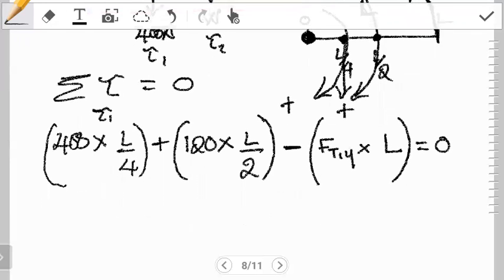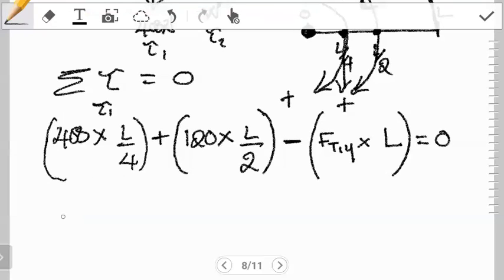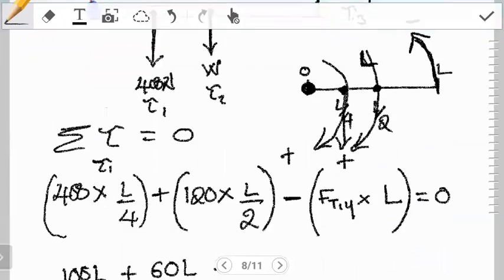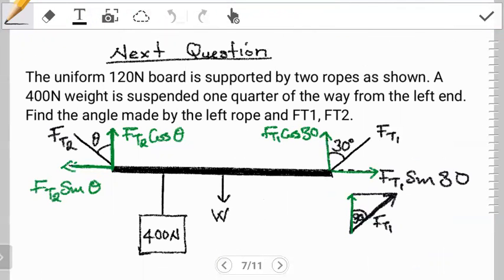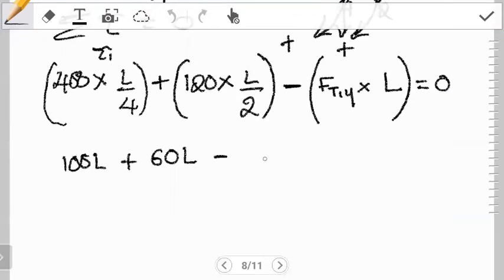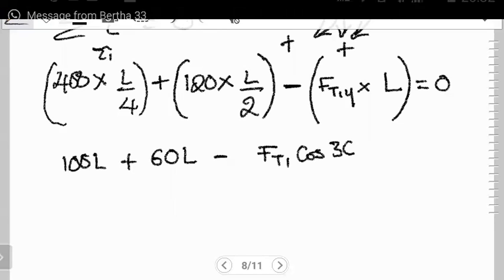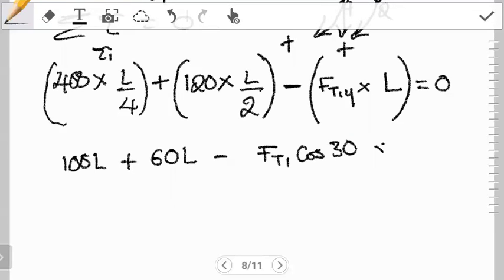Now, let's simplify. 4 can divide into 400. This remains as 100L plus 2 can divide into 60, I mean, this into 120. This remains as 60L minus, now what was FT1? We did have FT1 earlier. If we go back to our diagram, we found it already. FT1 in Y, it was FT1 cos 30. So this is FT1 cos 30, then this is times L, and this is what gives us 0.